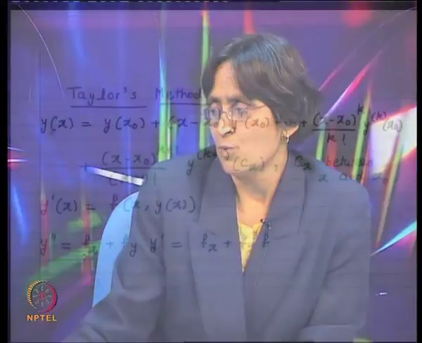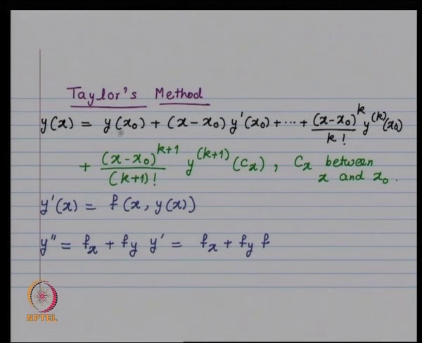So, let me first tell you what is the Taylor's method. We have got y x is equal to y x 0 plus x minus x 0 y dash x 0 plus, up to, x minus x 0 raised to k upon k factorial y k x 0, and this is the error. Y dash is equal to our function f. The second derivative will be partial derivative of f with respect to x plus partial derivative of f with respect to y into y dash. Y dash is nothing but f. So, you have y double dash to be this term.